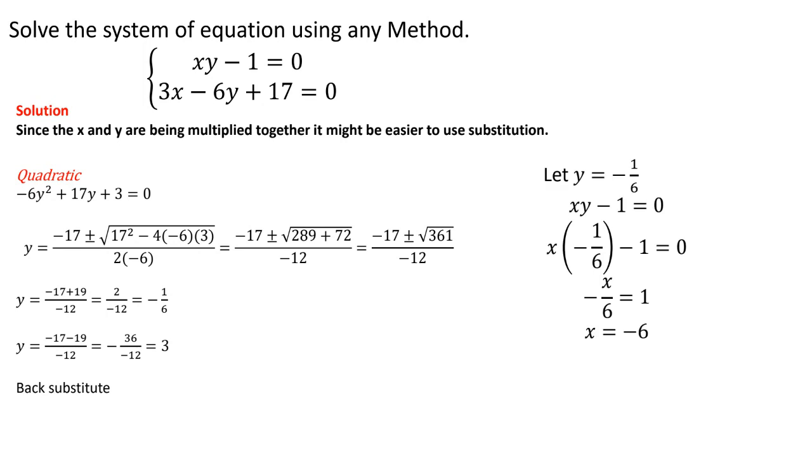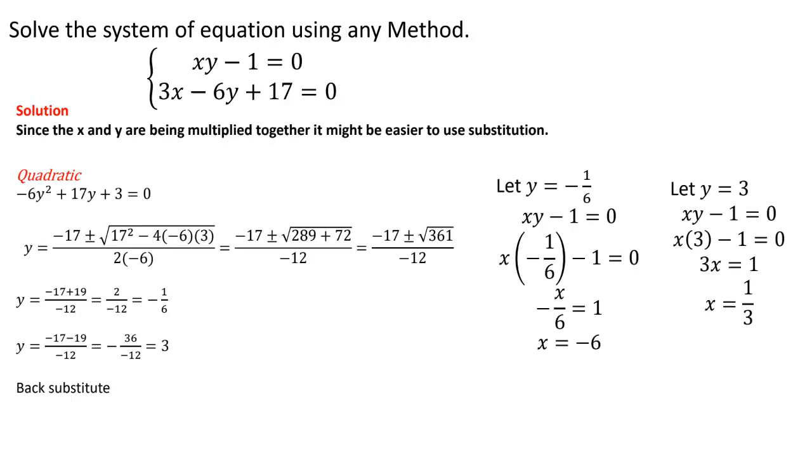So let's go ahead and do that. Let's start with letting y equal -1/6. Let's plug it into the first equation, xy minus 1 equals 0. Everywhere I see y, I'm going to plug in this value. So we have x times -1/6 minus 1. If we simplify this, we have negative x divided by 6 equal to 1. I move the -1 to the other side. To solve for x, I'm going to multiply both sides by -6. So -6 times negative x over 6 gives me just x, and -6 times 1 gives me -6.